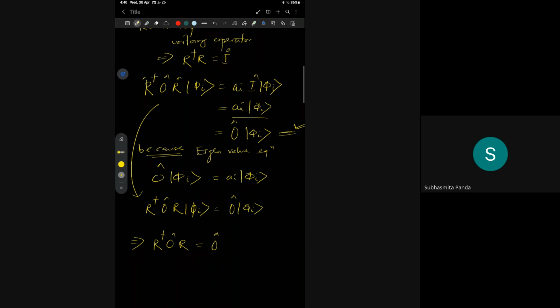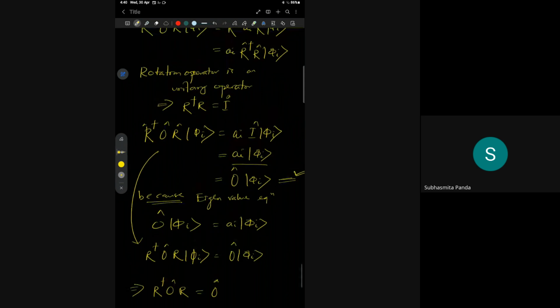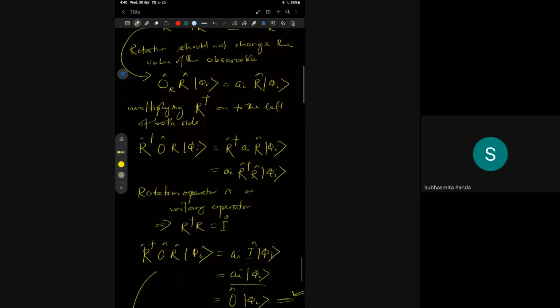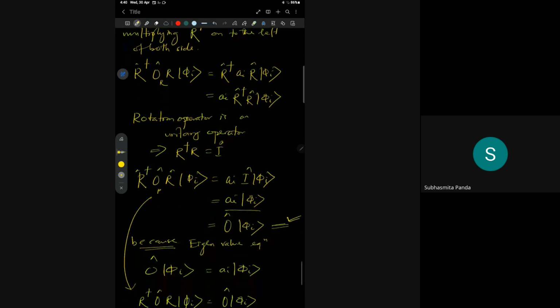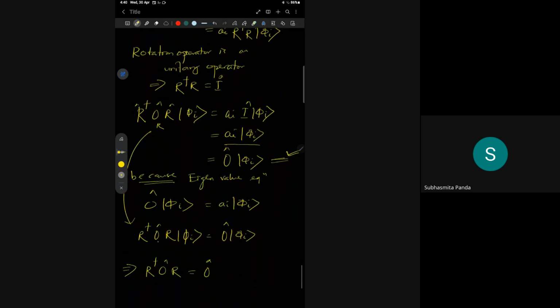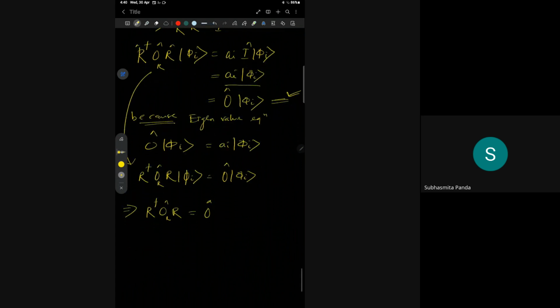Okay, isn't it? Oh, I have made one mistake over here. Just to correct from here, it will be O R on the left. So O R. After rotation, if you want to find, this implies O R will be equal to R O R dagger.